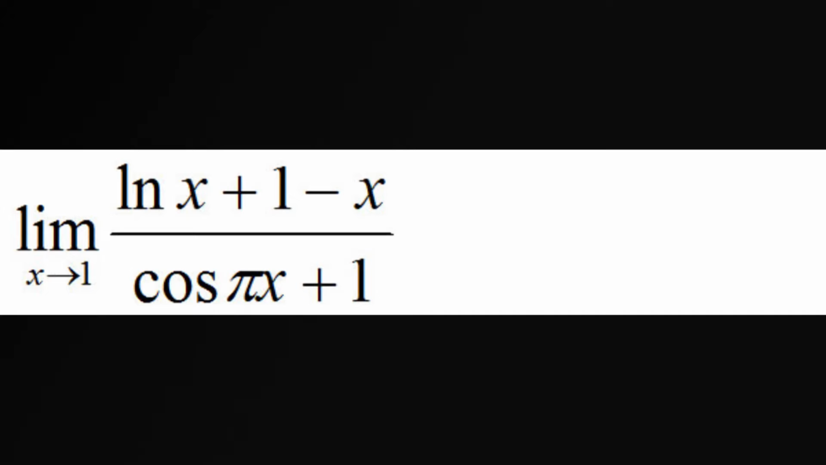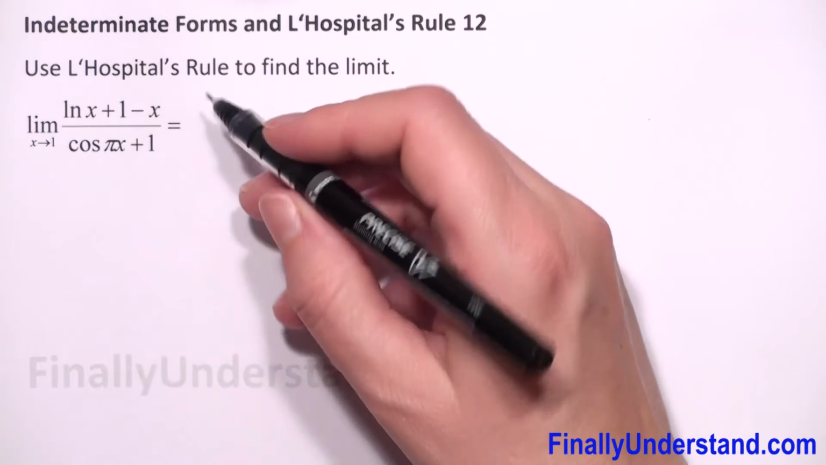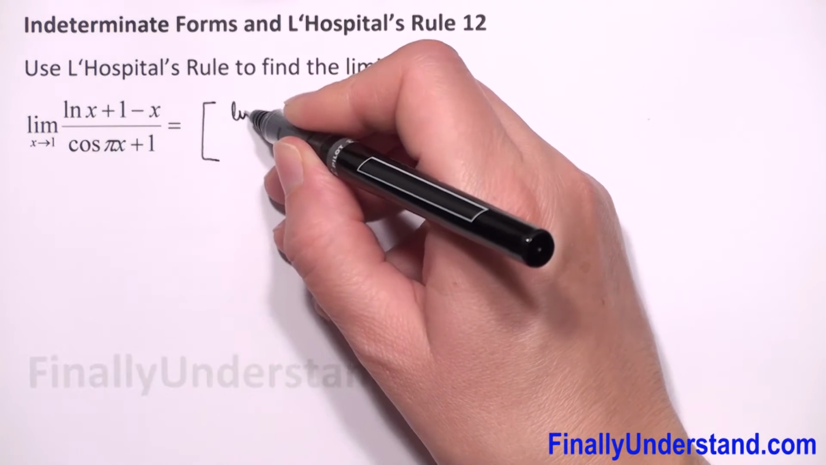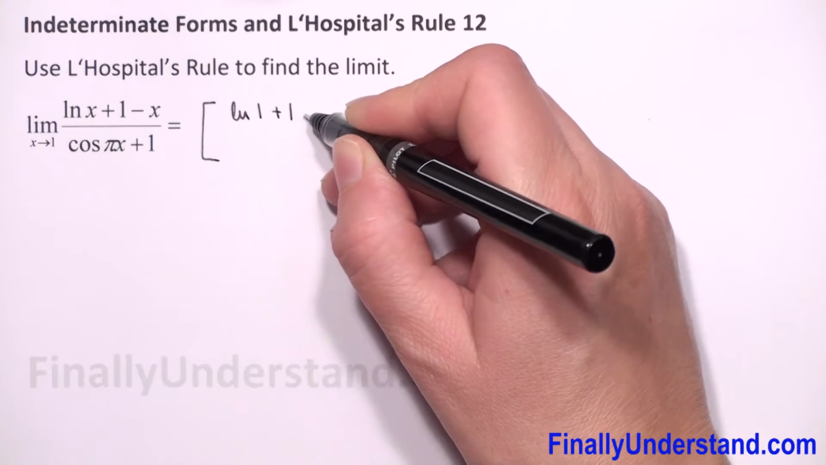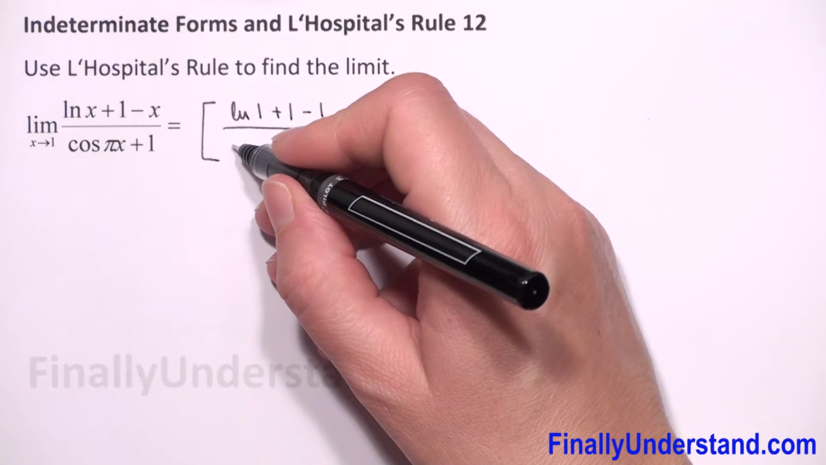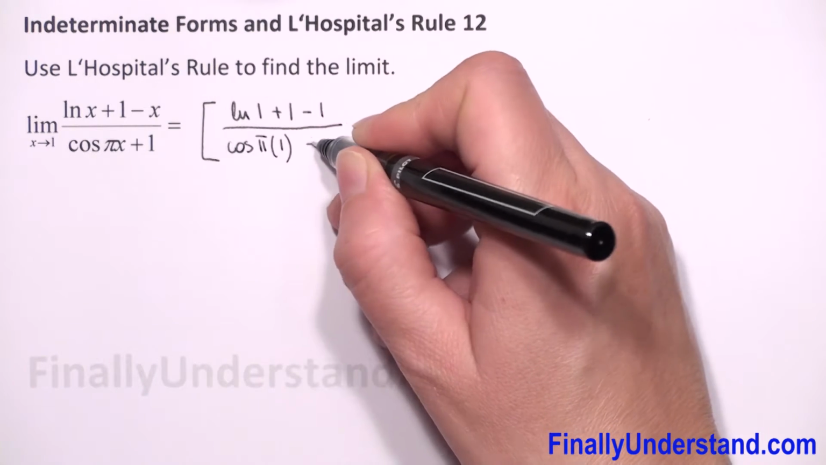We have to use L'Hopital's rule to find the limit. To use L'Hopital's rule, we have to find indeterminate form. So first we have to check what will be when we replace x's by 1. So in numerator we will have natural log of 1 plus 1 minus 1 over, in denominator we will have cosine of pi times 1 plus 1.